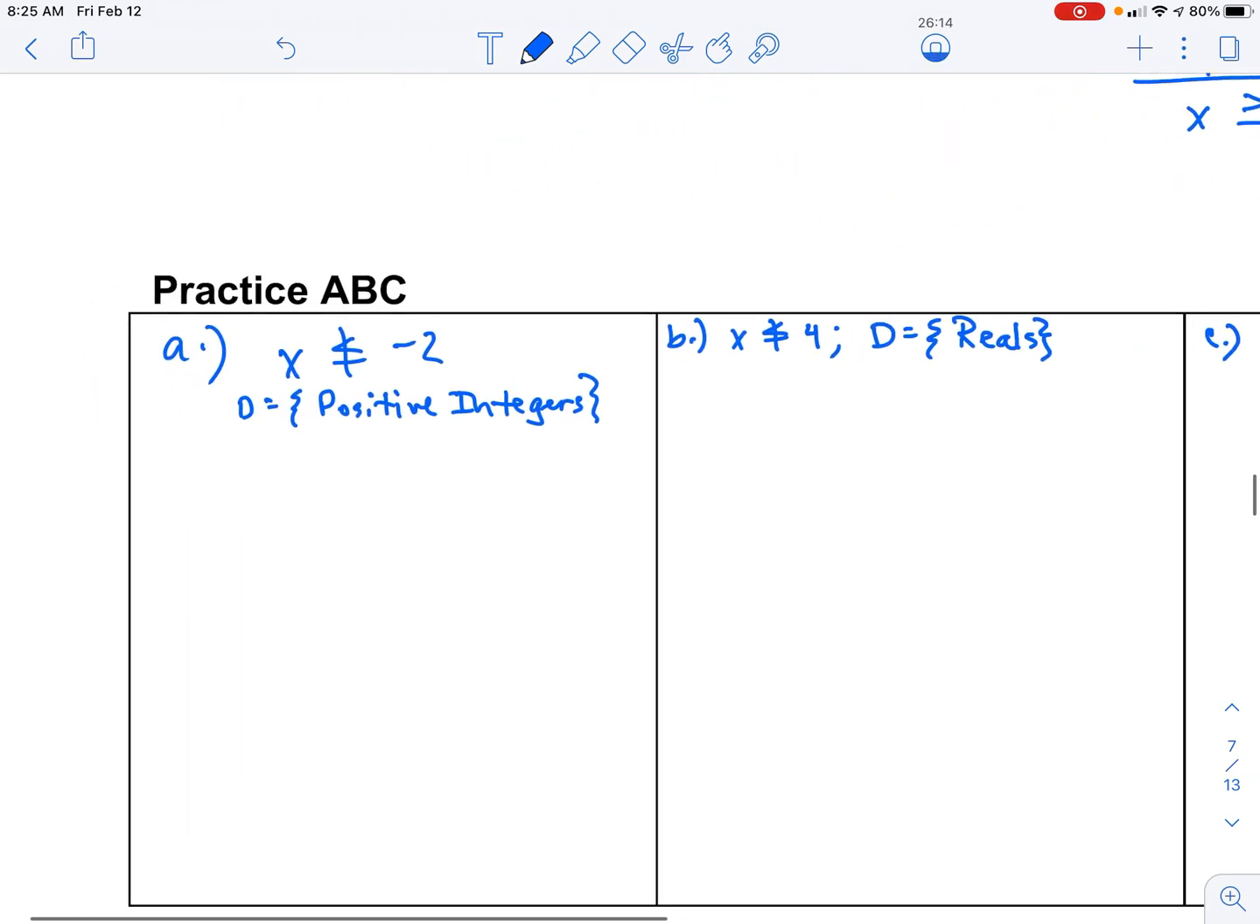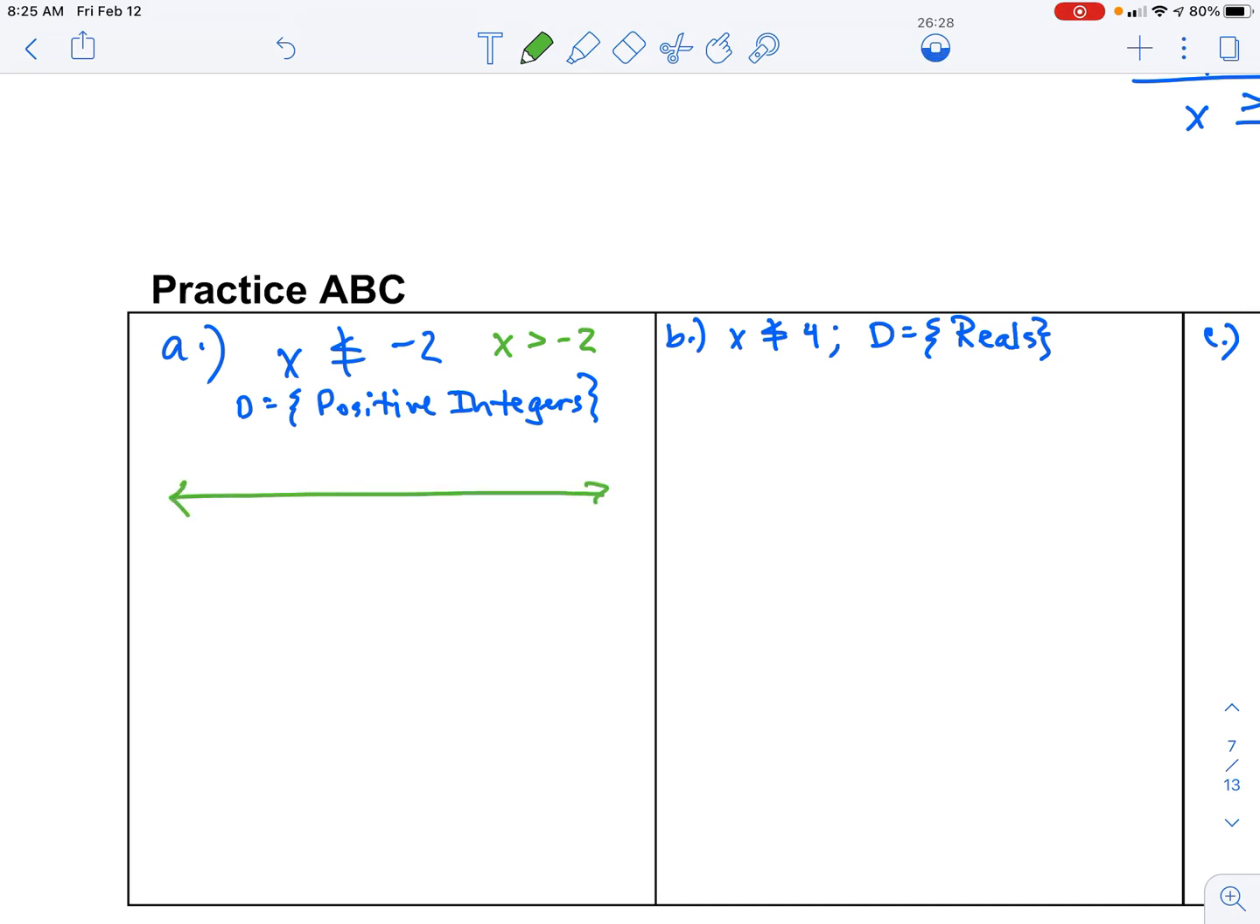All right, so let's go back over here. So if x is not less than or equal to negative 2, then that means that x has to be greater than negative 2. All right, so we're going to graph this. It's positive integers only, but I'm going to start at negative 2 since that is part of our inequality. And we're going to graph positive integers only.